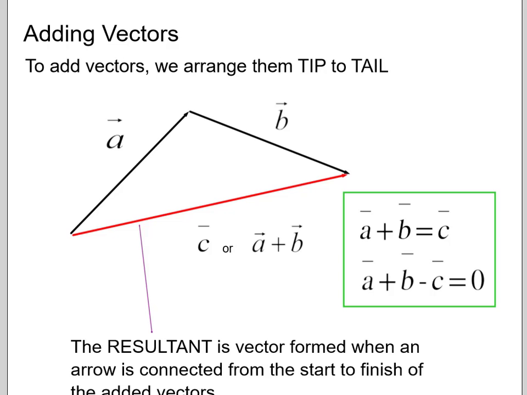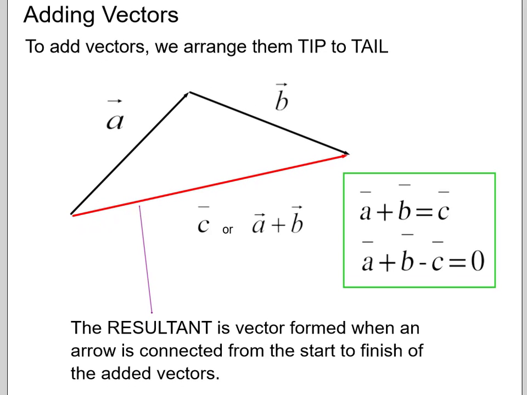Okay, so adding vectors, and we're going to spend more time with this in the future. This is a big component of some of our advanced physics stuff. To add vectors, we arrange them tip to tail. So let's go grab our highlighter. So right there, that's tip to tail. So when we're adding vectors A and B, we want to place them tip to tail. The resultant, in this case, the resultant is C, and it is going from the very beginning of the problem to the very end of the problem in a straight line. Okay, so that is an important word to know, resultant.